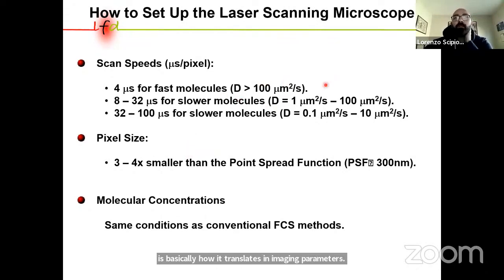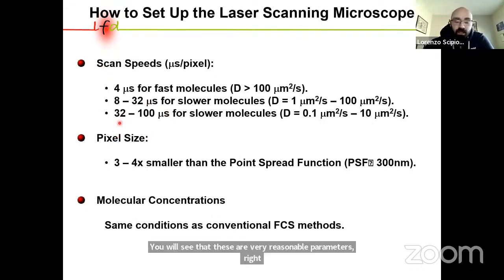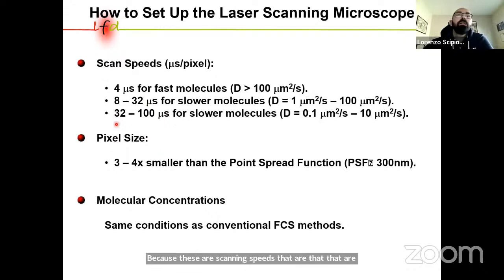So if you have a very fast molecule, you need at least 4 microseconds per pixel for scanning. And then it can be longer and longer if the diffusion gets slower. The main takeaway here is that, if you have some experience with acquiring images with the laser scanning microscope, you will see that these are very reasonable parameters, right? Because these are scanning speeds that are achieved by pretty much any microscope nowadays.